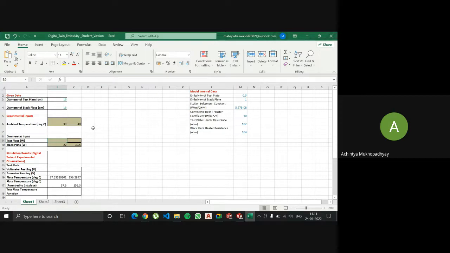So you just remove these rows, 16 and 17 also. 16 and 17 means, sir, these two, the plate temperature and the plate temperature rounded off values also. Black plate temperature. Sir, can you see my screen? Yes, I can see your screen.